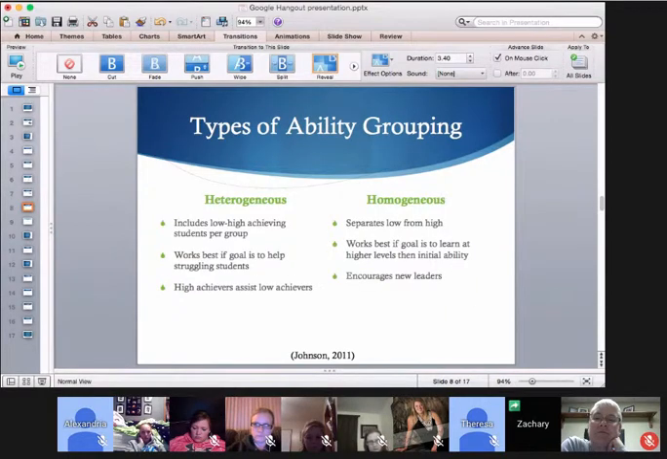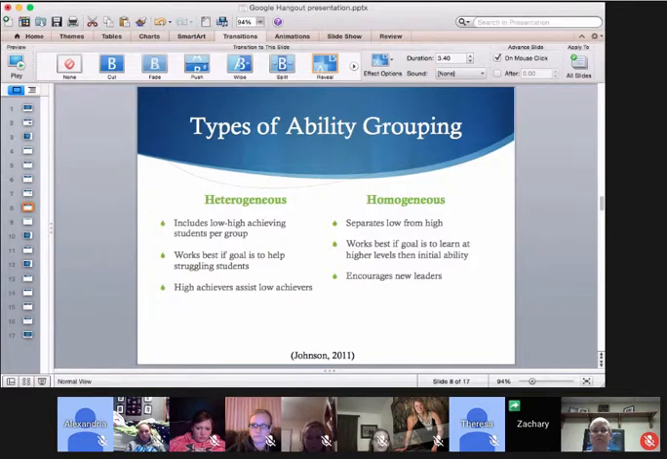To explain these two, let's look at them side by side. Heterogeneous includes the low and the high. There's a wide range of achieving students per group, so you have some low, some high, some in between. Whereas homogeneous is where you separate the low students and keep them together, and the high students with them.